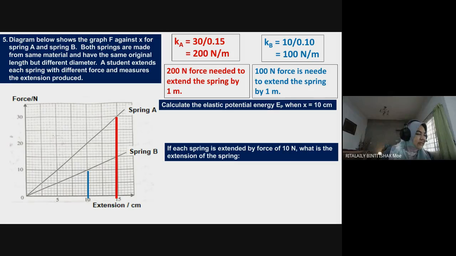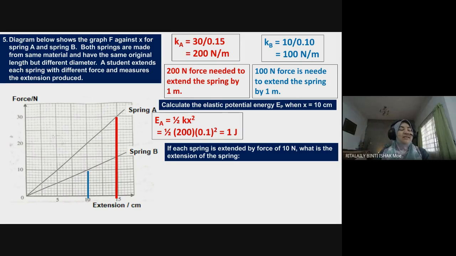Okay, 100 joule, 10,000, 100,000 joule, 100. Oh, many answers, all kinds. Spring A, 100. Okay, as I told you before, if you want to use the unit joule, you have to convert cm to meter. So it is actually 1 joule. The calculation here uses half kx square, but if you use half fx also, you'll get the same answer.